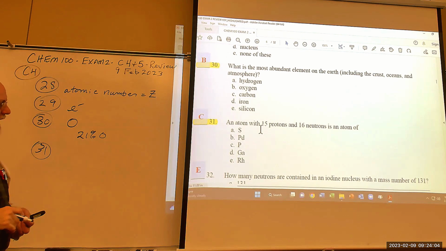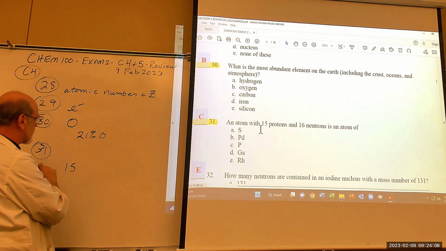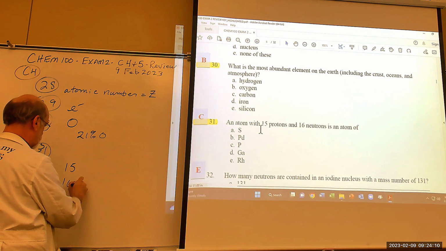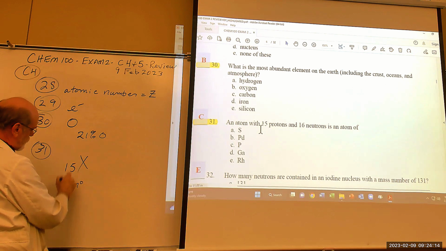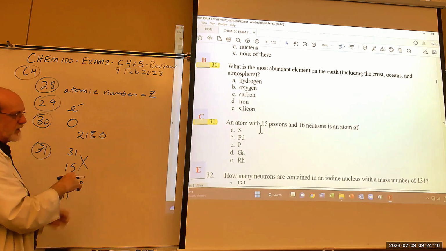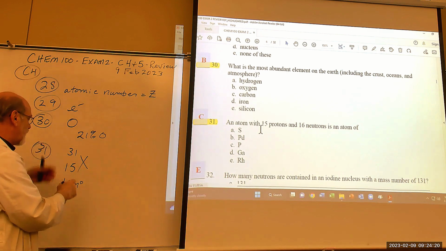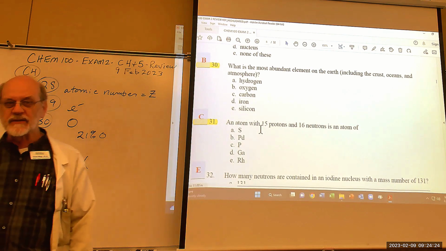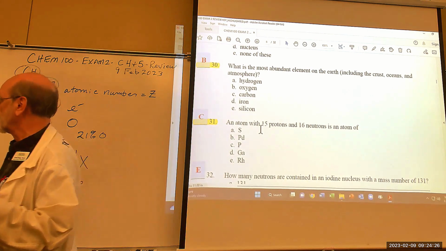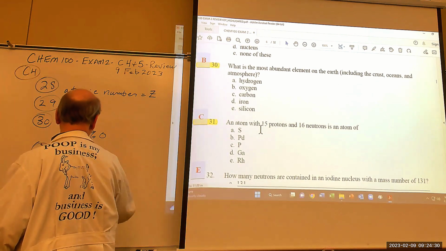31. An atom with 15 protons and 16 neutrons. Right, so that would be what? 31 would be up here. We may need that, we may not. Is an atom of what? We don't need that. All we need is the number of protons. So 15 protons is the atomic number. And that means we have phosphorus.